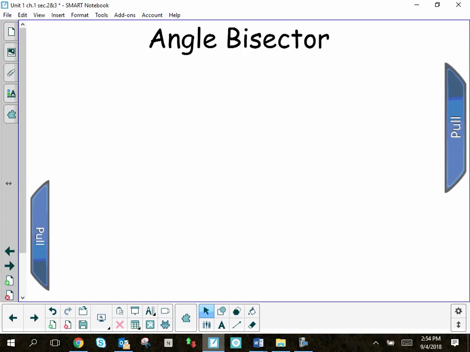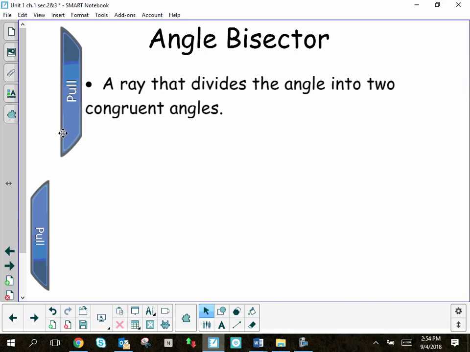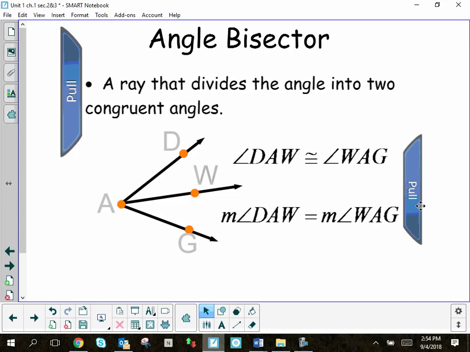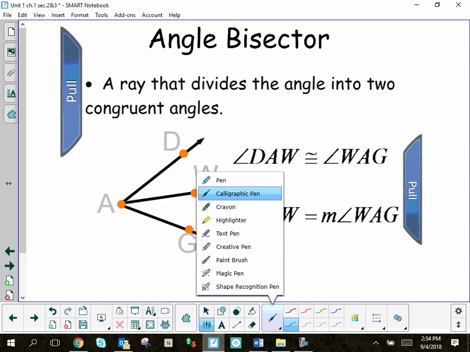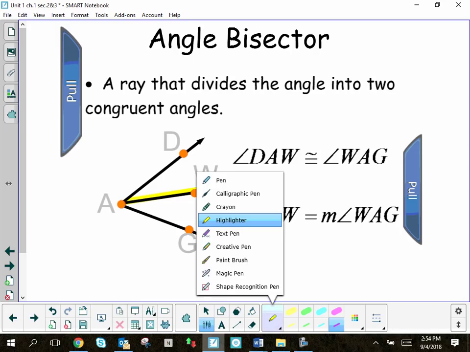Angle bisector. Definition of an angle bisector. Well, we've talked about a bisector before in the past, so now we're just going to put it on an angle. It's a ray that divides the angle into 2 congruent angles. So let's put a picture to that. So we have our ray right here in the middle that I'm going to highlight yellow. So this ray right here, that cuts the angle exactly in half.